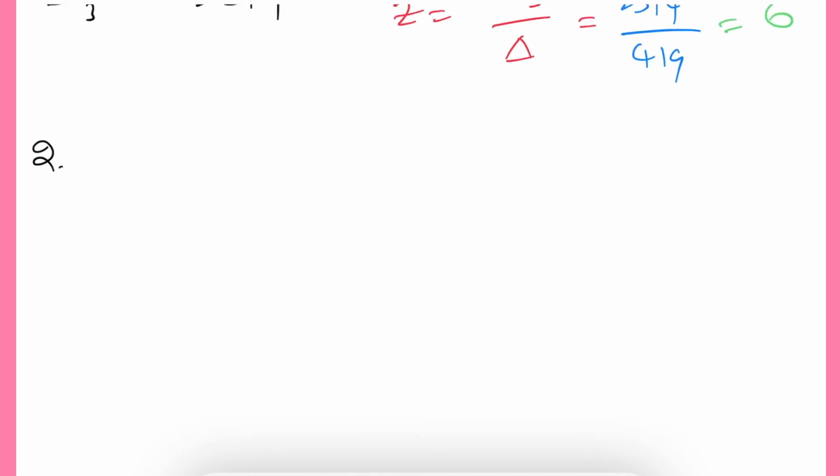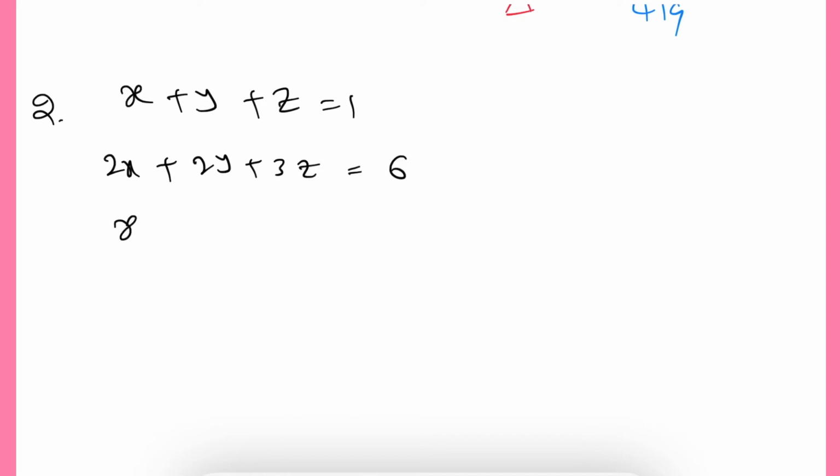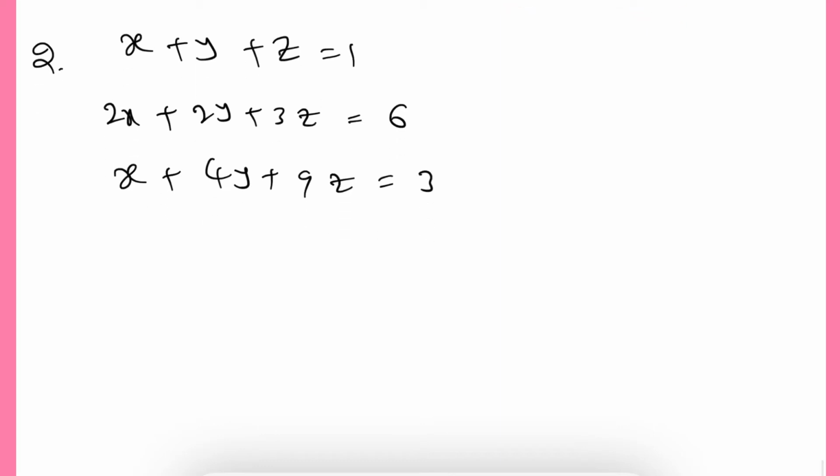I thought actually this Cramer's rule will be easy. I think Gauss-Jordan method only will be very easy than this, because in this every time we are going to solve 3 by 3 determinants, 4 times, right? So next one will be x plus y plus z is equal to 1, and then second one will be 2x plus 2y plus 3z is equal to 6, and then next one will be x plus 4y plus 9z is equal to 3 again.